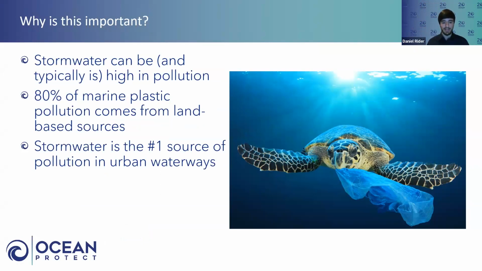In terms of why stormwater pollution is an important issue to be thinking about, firstly, stormwater is high in pollution. As you'll see by the end of this webinar, there is quite a lot of pollution and a lot of things that we probably don't expect to see in stormwater. Also, 80% of marine plastic pollution comes from land-based sources, so the treatment of stormwater is important, because stormwater is the number one source of pollution in urban waterways.